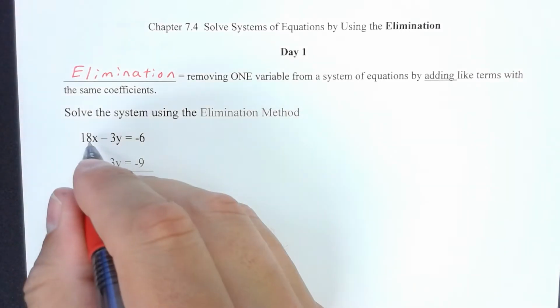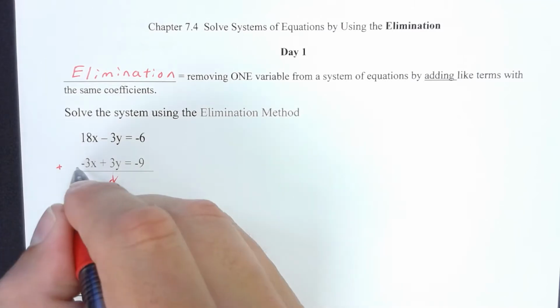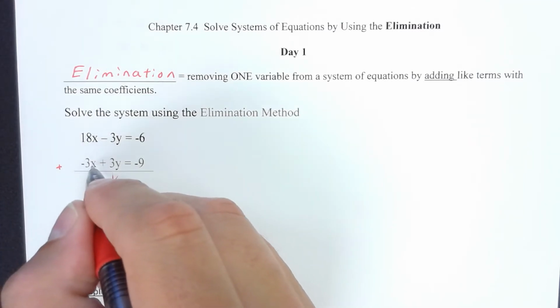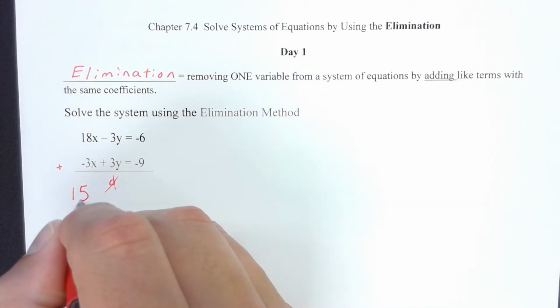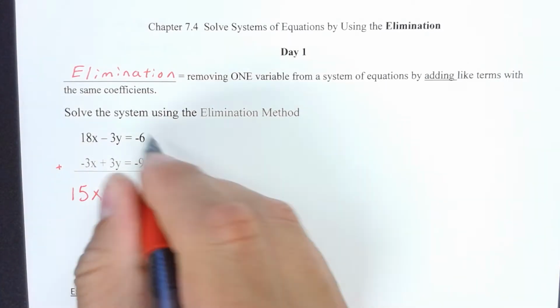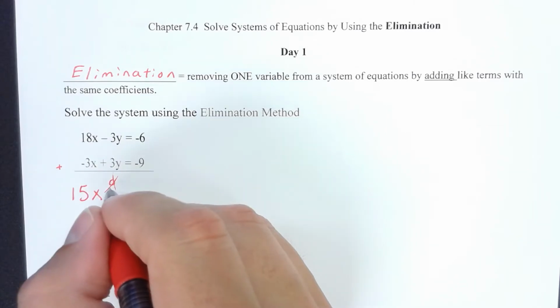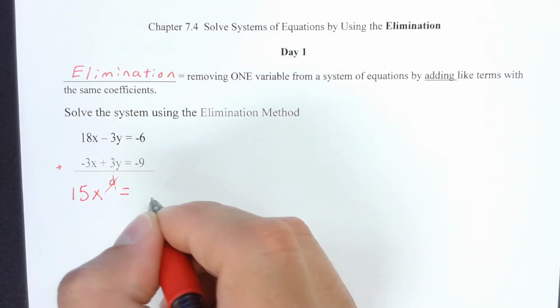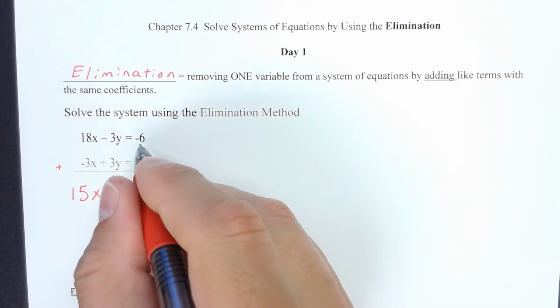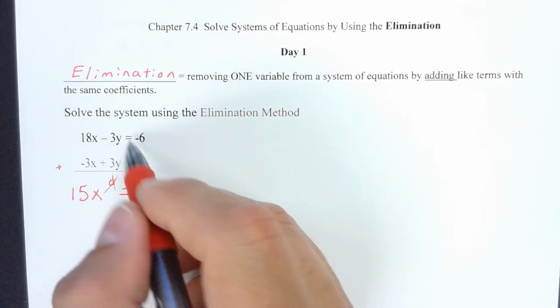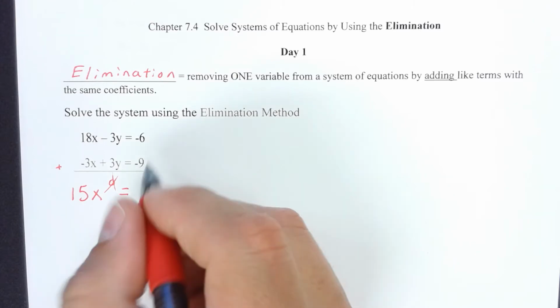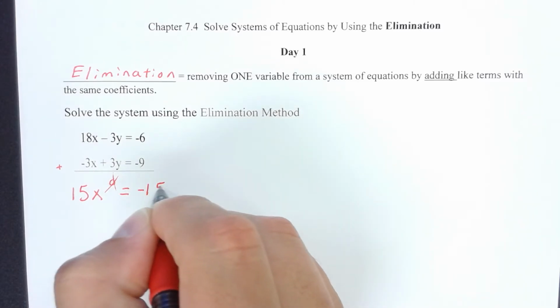Okay. This 18x, we're going to add with a negative 3x. So 18x minus 3x is 15x. The y terms have already been eliminated, so they don't mean anything. And then I have a negative 6 and a negative 9. Again, we add those up. Negative 6 and negative 9 gives us negative 15.